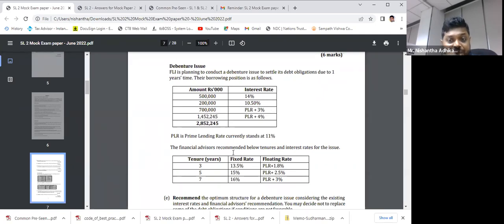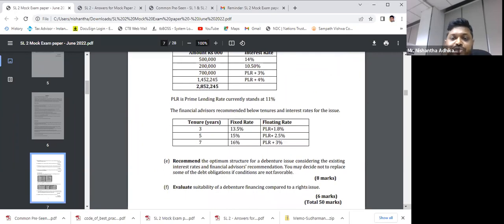The financial advisors recommended below tenors and interest rate for the issue. Tenor 3 years, fixed rate 13.5, floating rate PLR plus 1.8. It will be 12.88, right? 5 year, 15% is the fixed rate. Floating rate will be PLR plus 2.5. It will be 13.5. 7 year, it is 16%. PLR plus 3%, that will be 14%. Recommend optimum structure for a debenture issue considering the existing interest rate and financial advisors recommendation. You may decide not to replace some of the debt obligation if the conditions are not favorable.